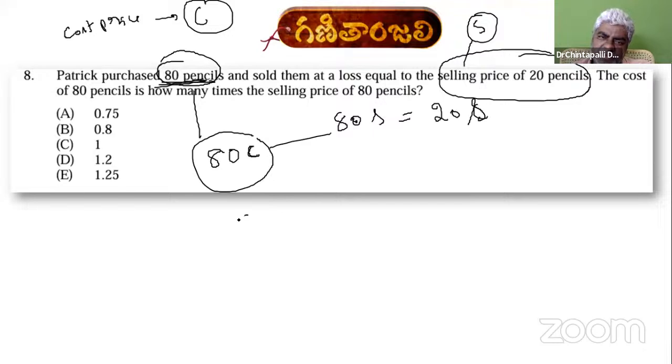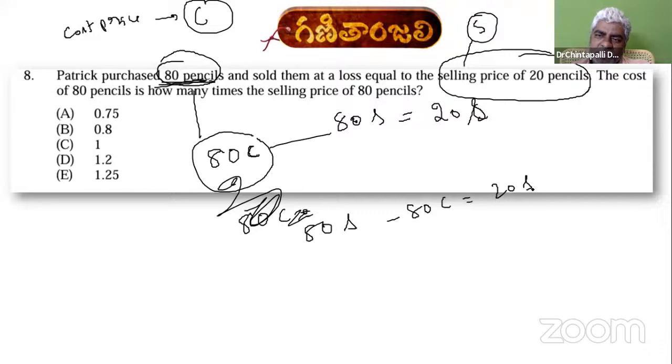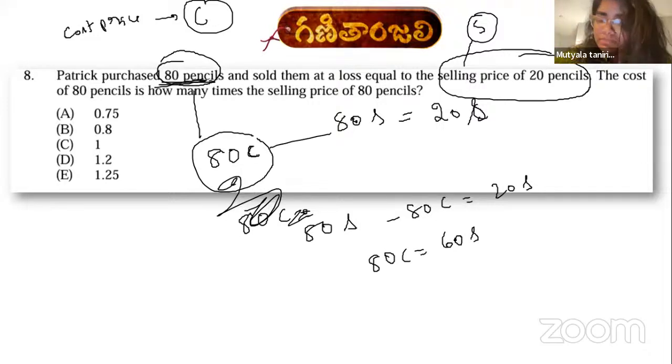Now, it is a loss, so the selling price is less and the cost price is more. That means 80C minus 80S is equal to 20S. Right. Now 80C is equal to 100S.